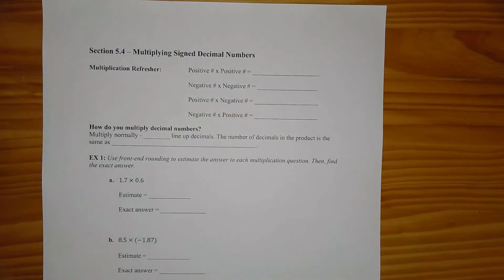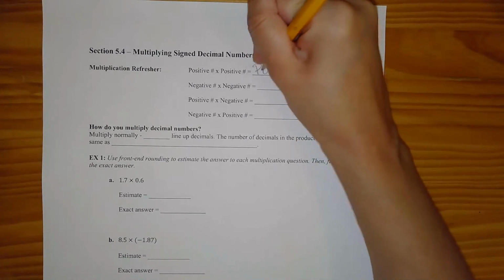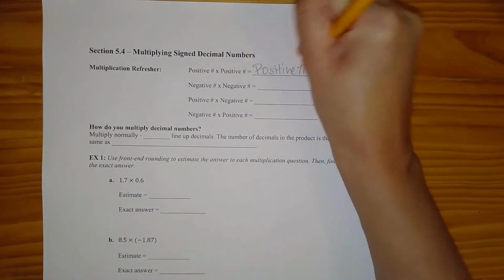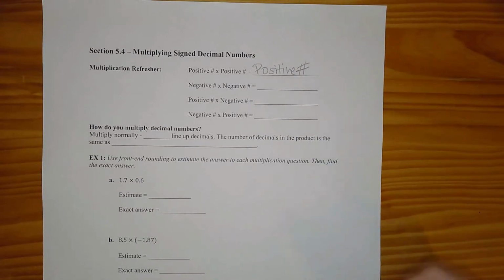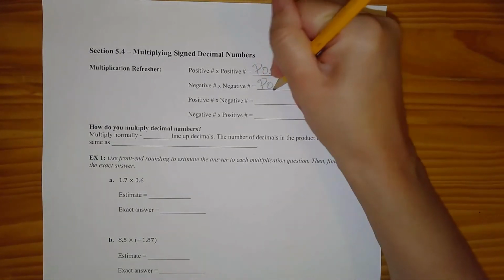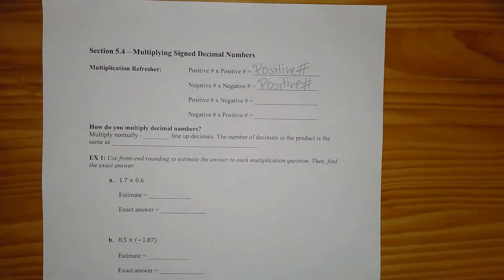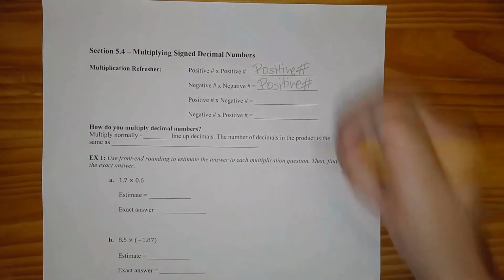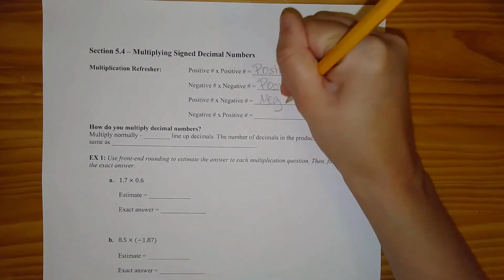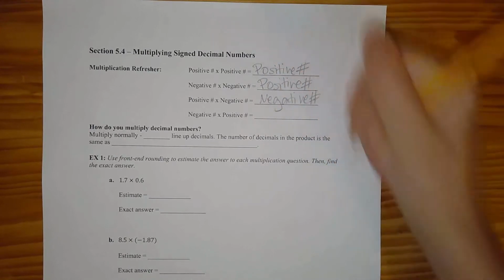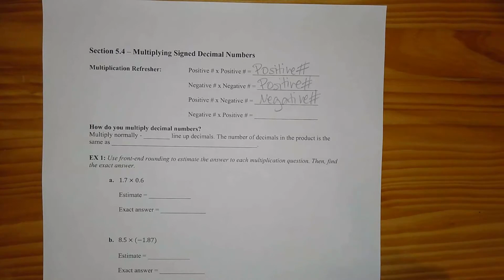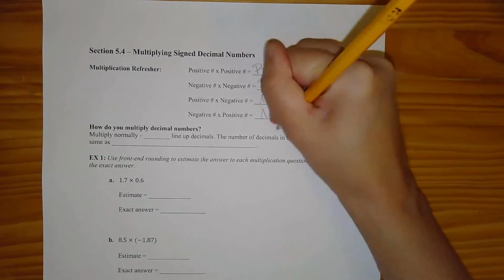So if you guys remember from chapter 1, a positive number times a positive number gives you a positive number. A negative number times a negative number also gives you a positive number. This is like facing the negatives and hopping backwards. It actually puts you in the positive direction. If you have a positive number times a negative number, that gives you a negative number. And if you were to switch that around and do a negative number times a positive number, that also gives you a negative number.